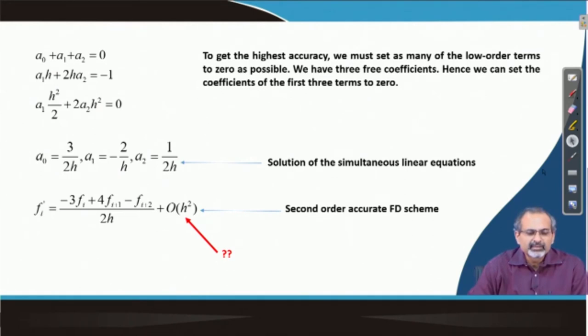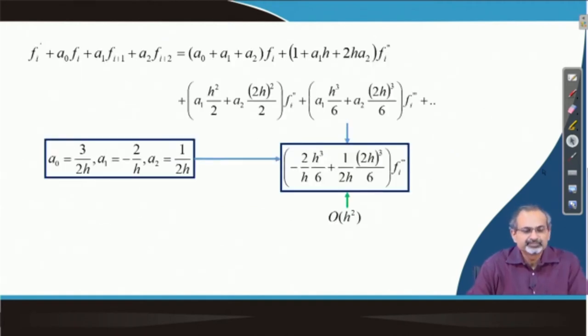So, if you look at the truncation error terms and then you try to substitute these values of the coefficients that you have now obtained, then you can find out in a proper manner whether it really turns out to be a second order accurate scheme or not. So, let us try to review that activity.